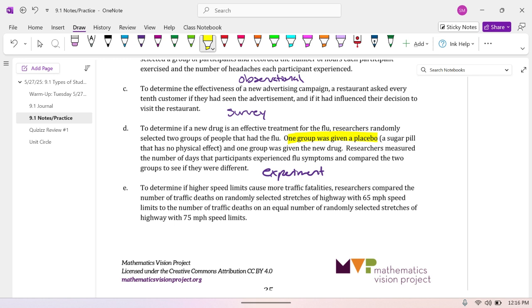All right, last one. To determine if higher speed limits cause more traffic fatalities, researchers compared the number of traffic deaths on randomly selected stretches of highway with 65 miles per hour speed limits to the number of traffic deaths on an equal number of randomly selected stretches of highway with 75 miles per hour speed limits. Observation.